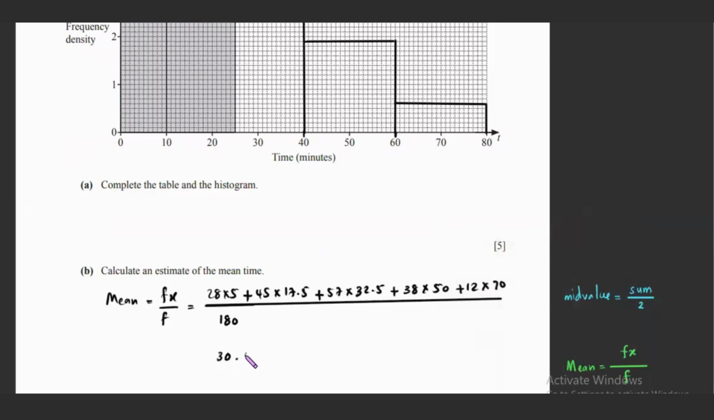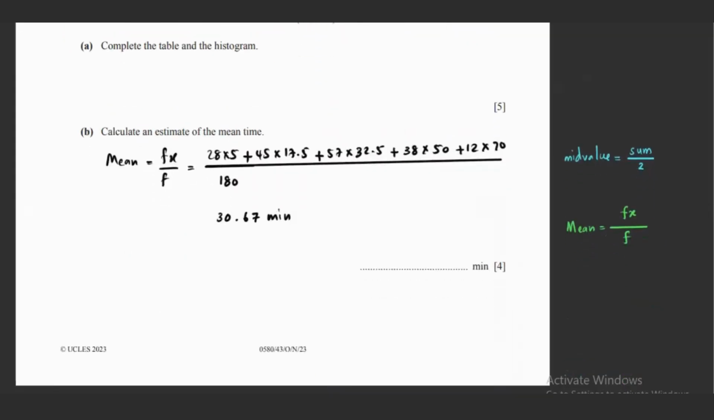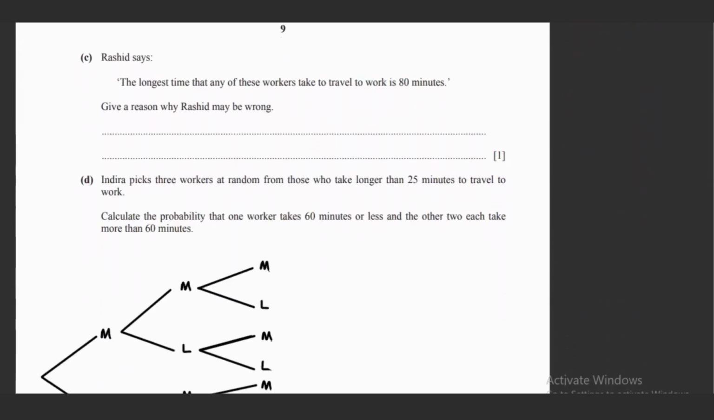So 30.67 minutes, that's going to be the answer. So this is going to be correct to two decimal places. I have written it. Let's move on to the next one that we have, part C.